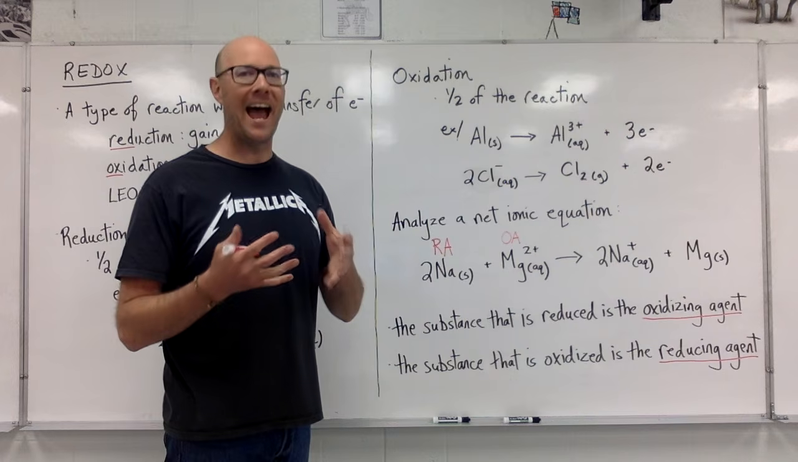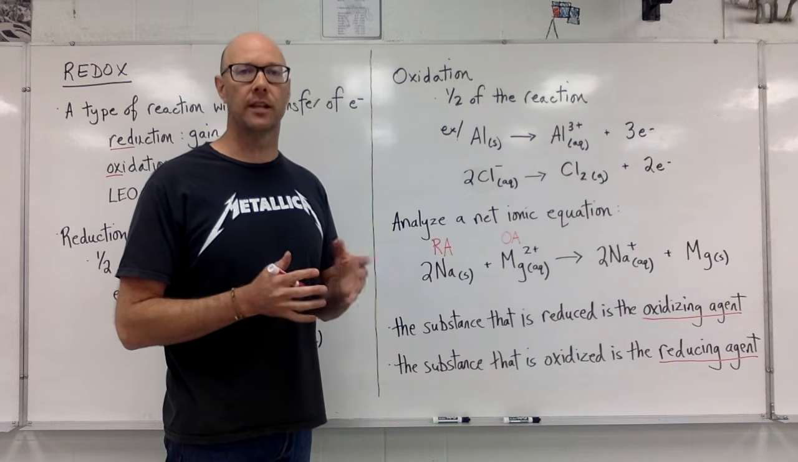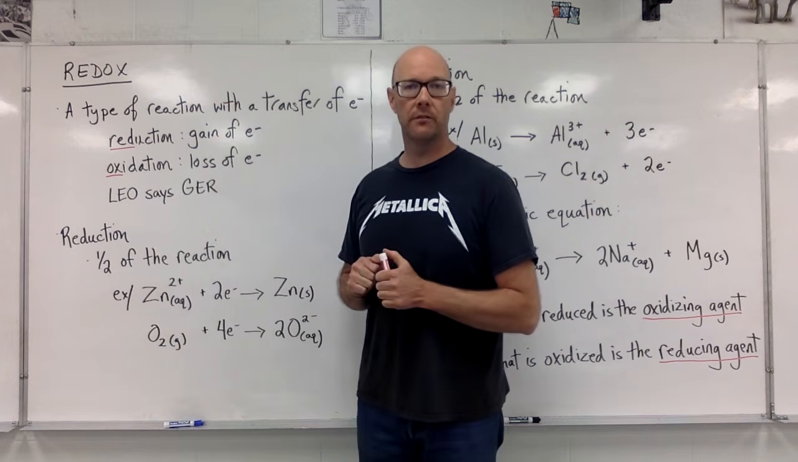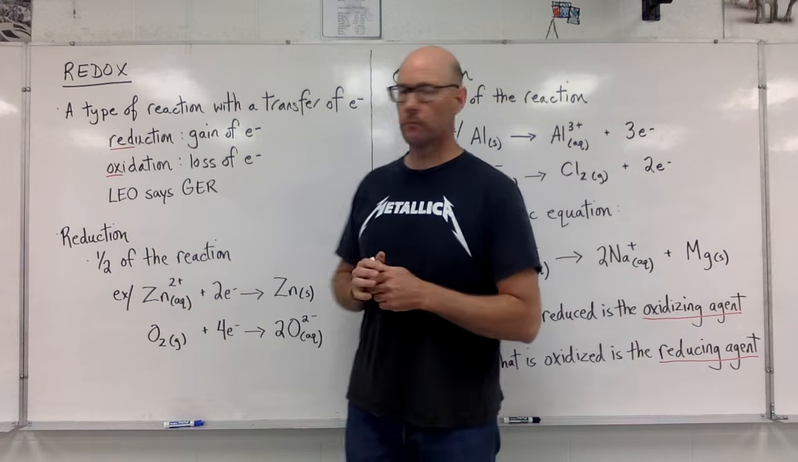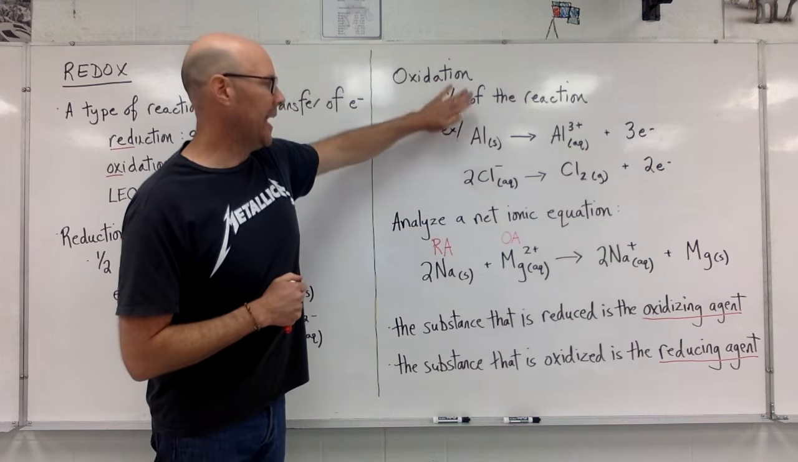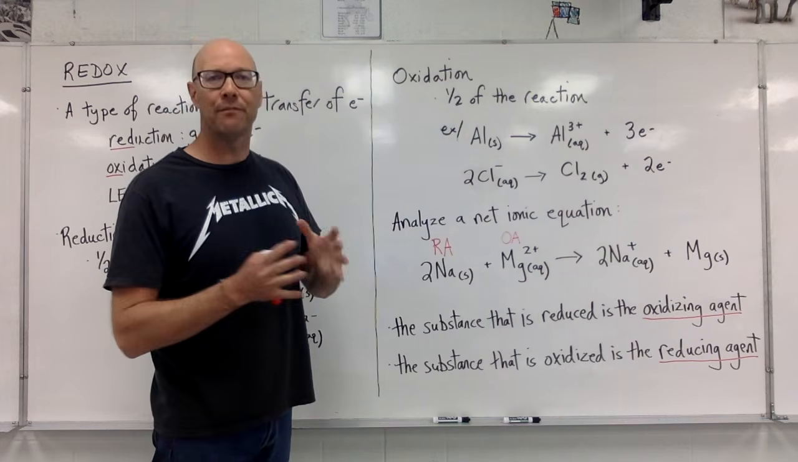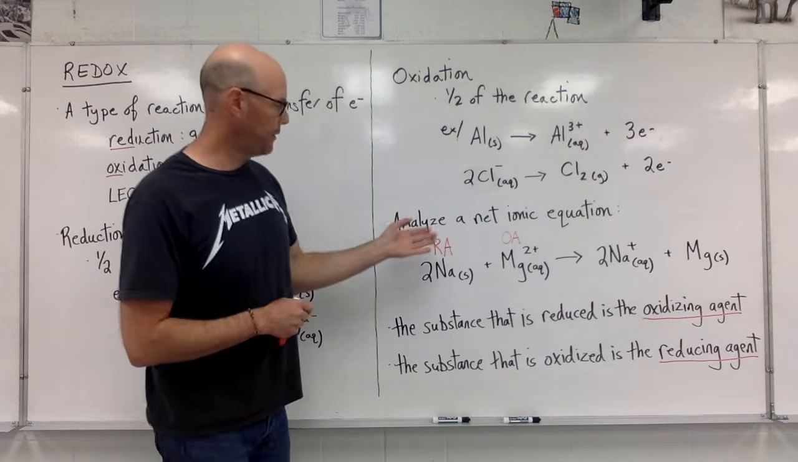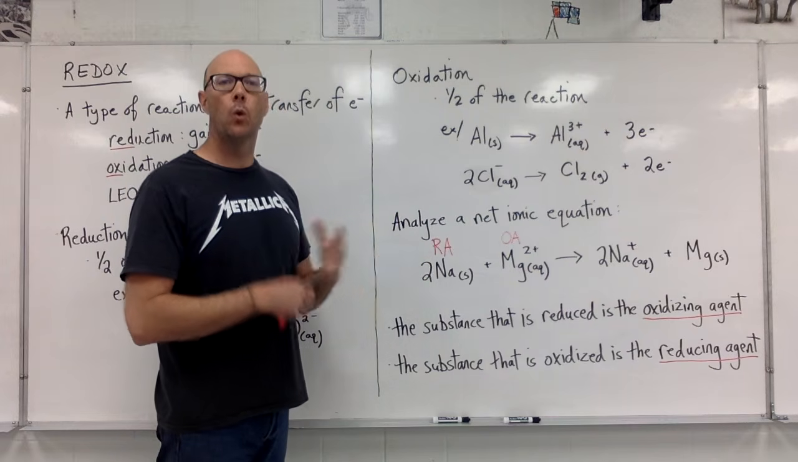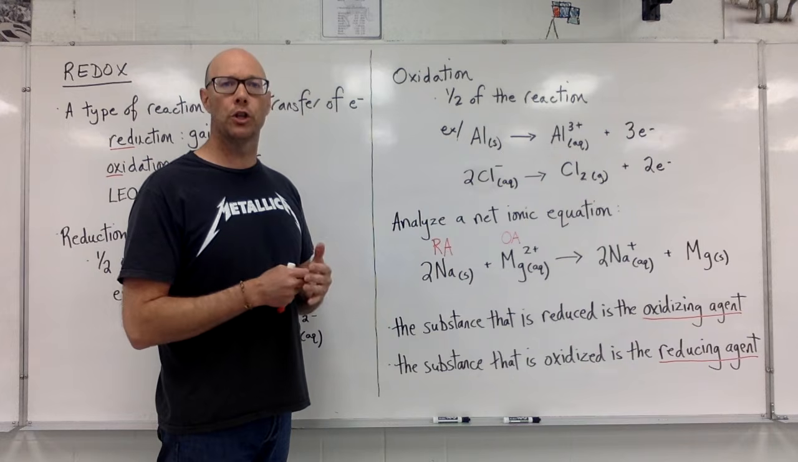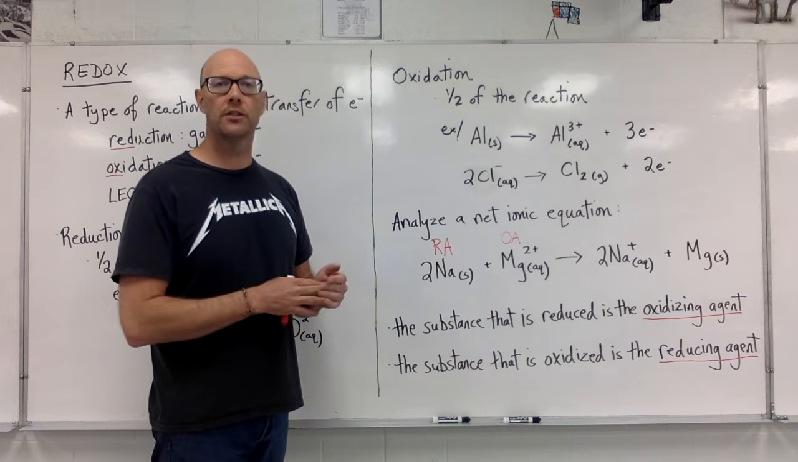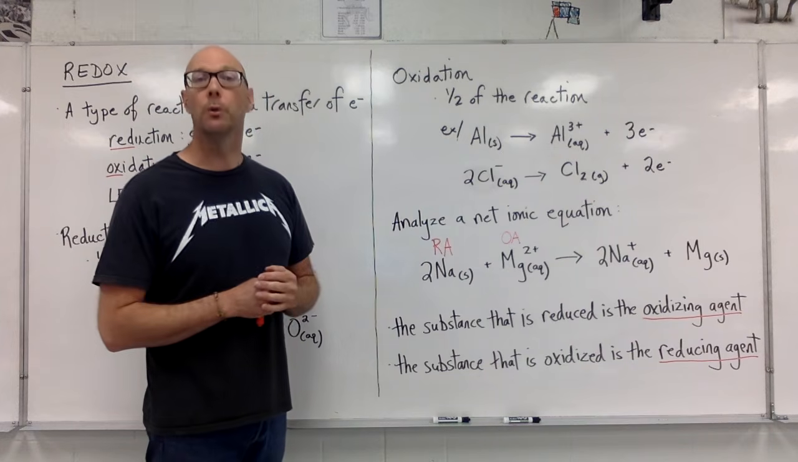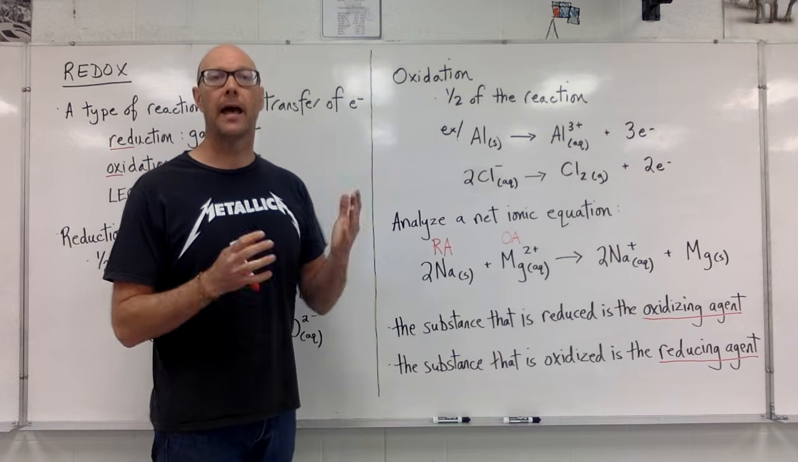We have all the analogous things going on with oxidation. It's a loss of electrons. We can think about it in isolation as half reactions. If we have a net ionic equation, we can analyze it in order to determine which substance was oxidized or which one was the reducing agent. And I hope that helps.